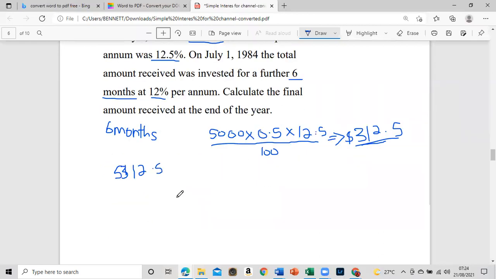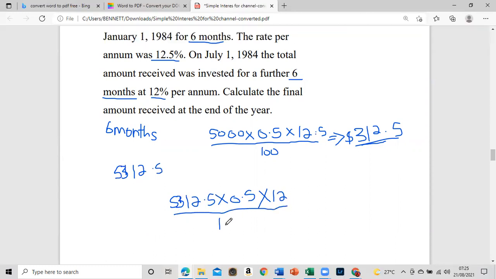So it's 5,312.5. Same 0.5 now because I have half a year here again. This at 12%. So after I collect that money, you couldn't wait. You take the money.